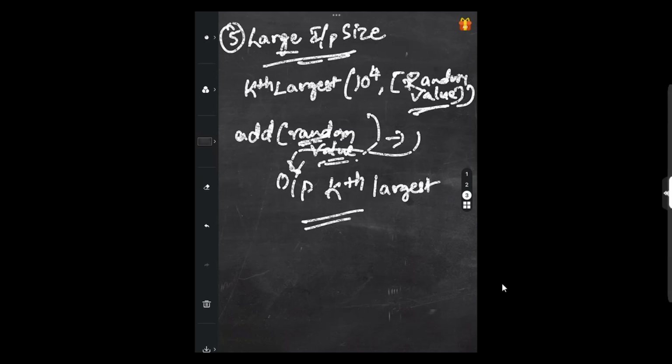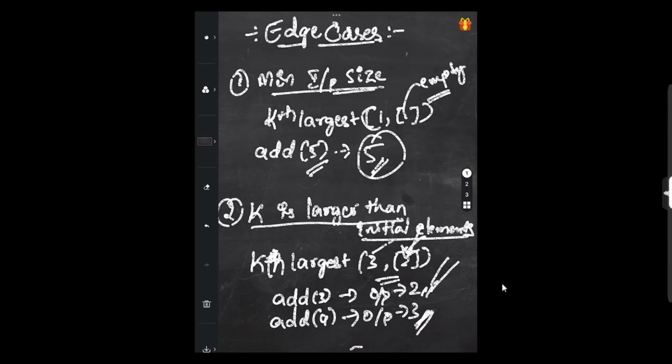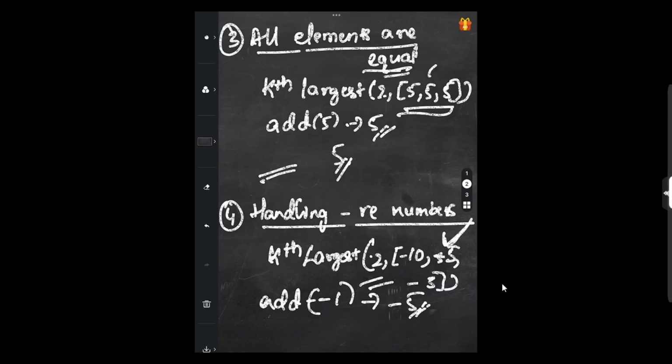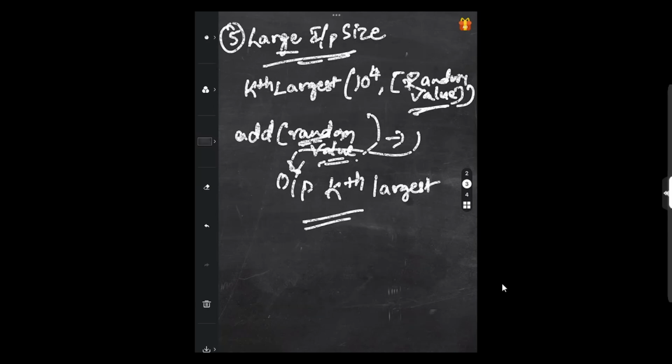So I hope this is clear. These are the 5 edge cases that we need to keep in mind. First one is for the minimum input size. Second one is for k is larger than initial elements. Third one is for all elements are equal. Fourth one is for handling negative numbers. Finally, this is for the large input size. I hope all the edge cases are clear. Next, let's write the code and discuss the complexities of the code that we have written.